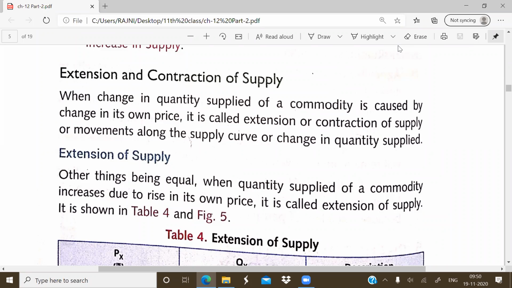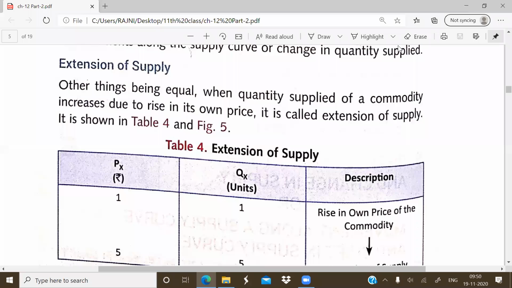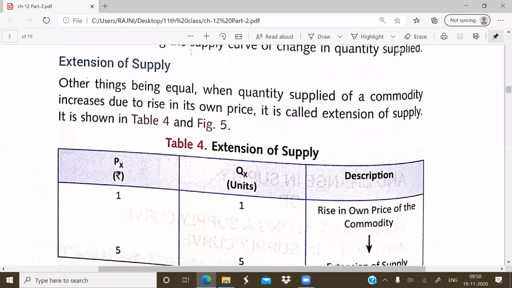So extension and contraction of supply: when the own price of a product changes, there will be a change in the quantity supplied of that commodity. It is related to the extension or the contraction, or we can also call it the movement along the supply curve or change in quantity supplied. So it can come in two forms: extension of supply and contraction of supply.